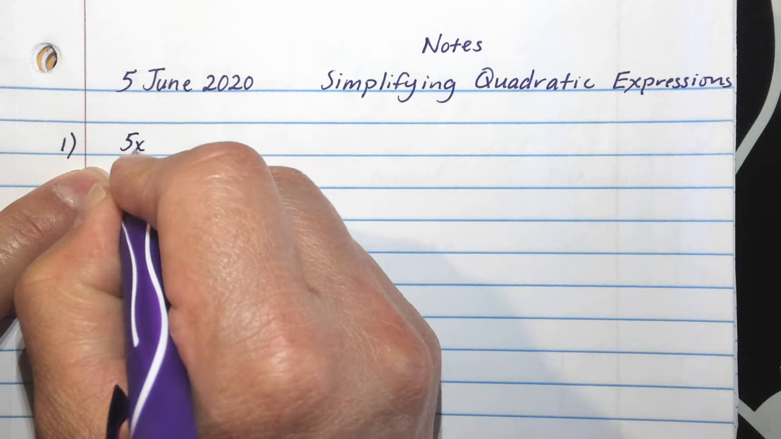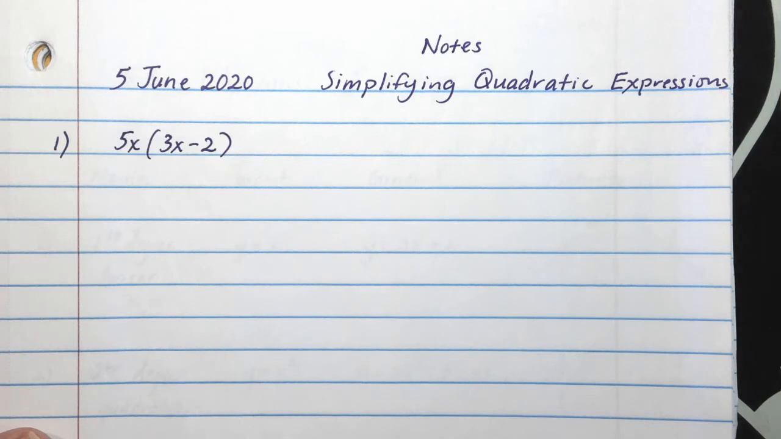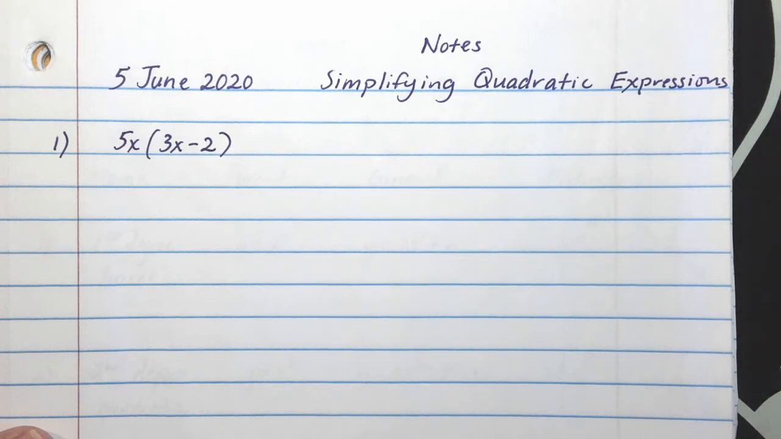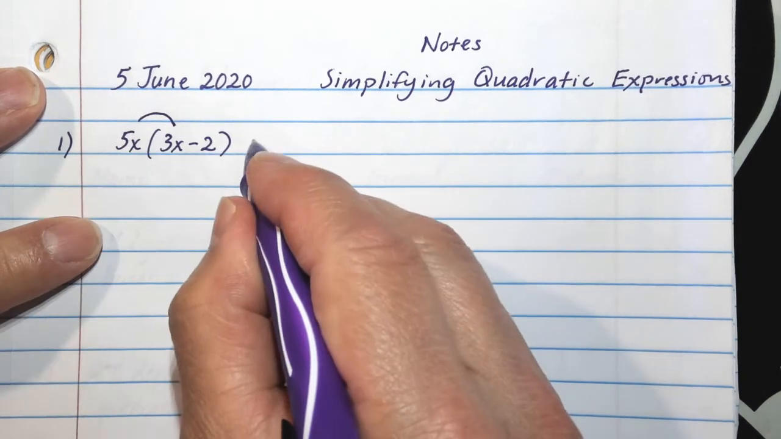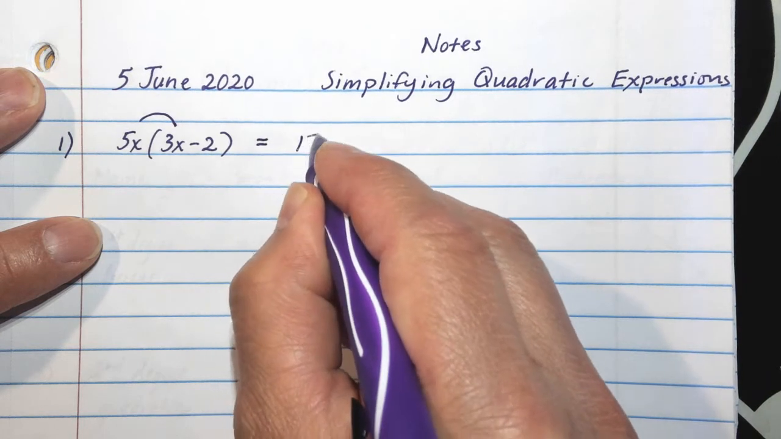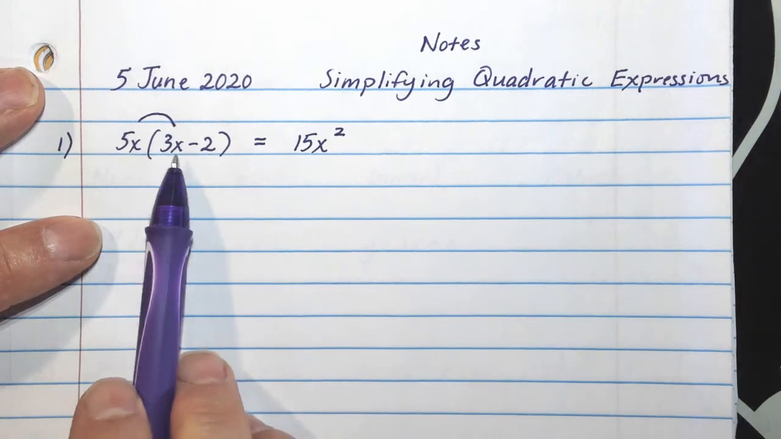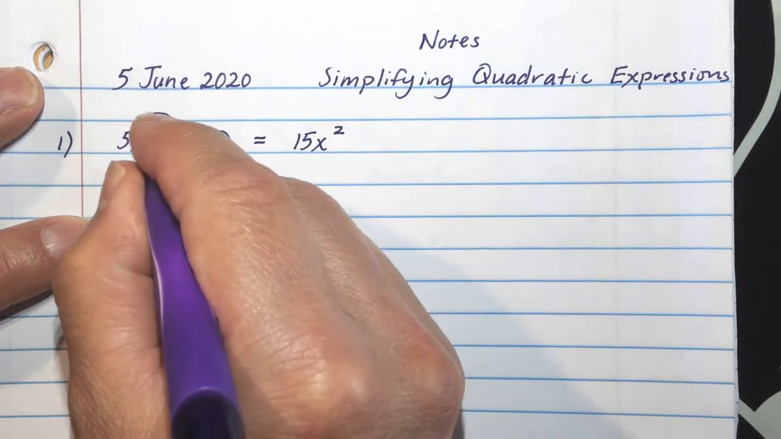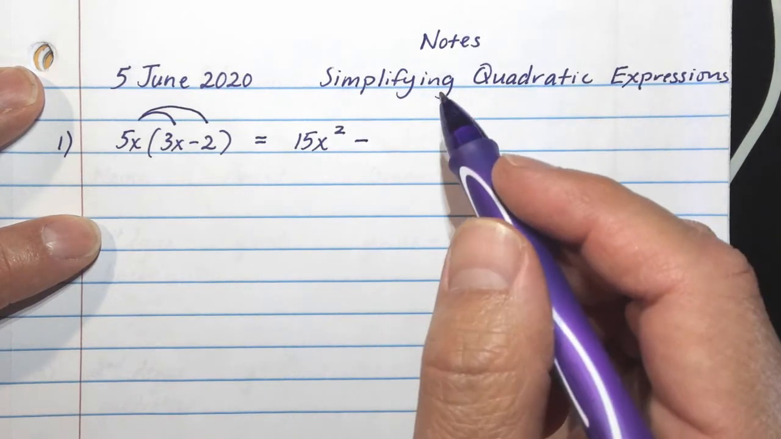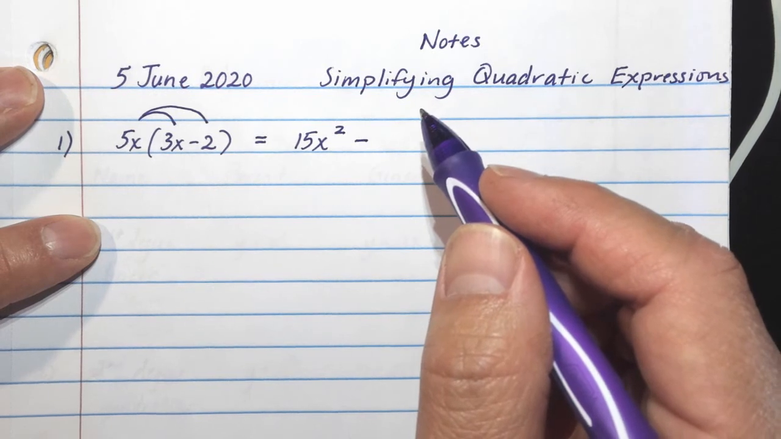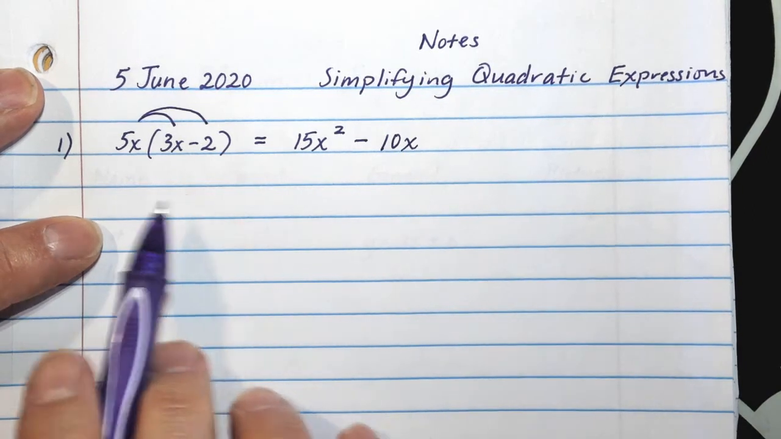5x times 3x minus 2. You are going to distribute. 5x times 3x equals 15x squared. Yeah, because there's 2 x's. x times x is x squared. And then you multiply the 5x with the negative 2, and you get negative 10x. Yeah. Voila. So it's going to be a couple easy ones like that.